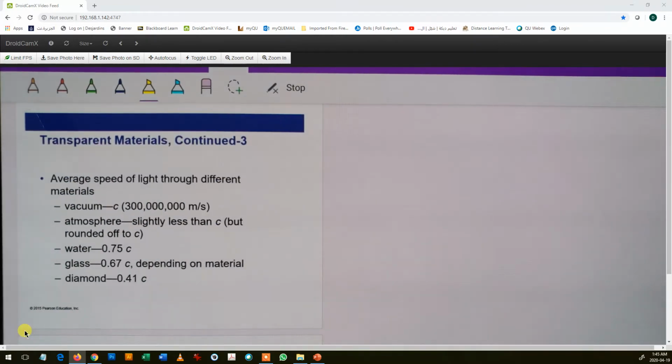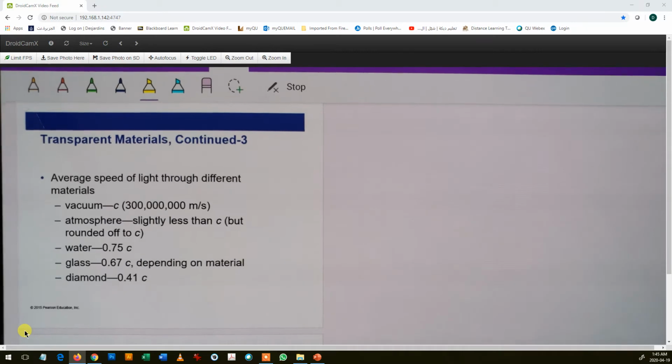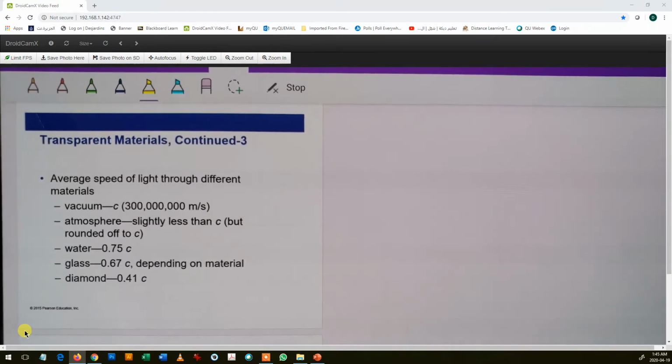Average speed of light through different materials: in vacuum, it's 300 million meters per second. Atmosphere is slightly less than C, but we round it to C. In water, it's 0.75 C. In glass, it is 0.67 C, and in diamond, it's 0.41 C. So slowest in diamond.